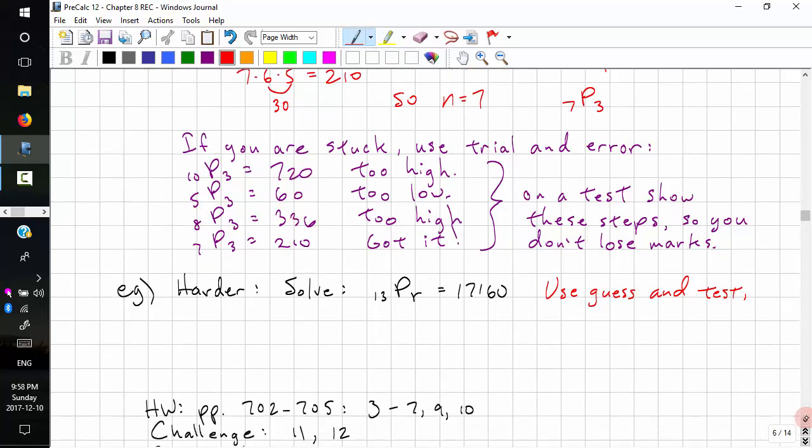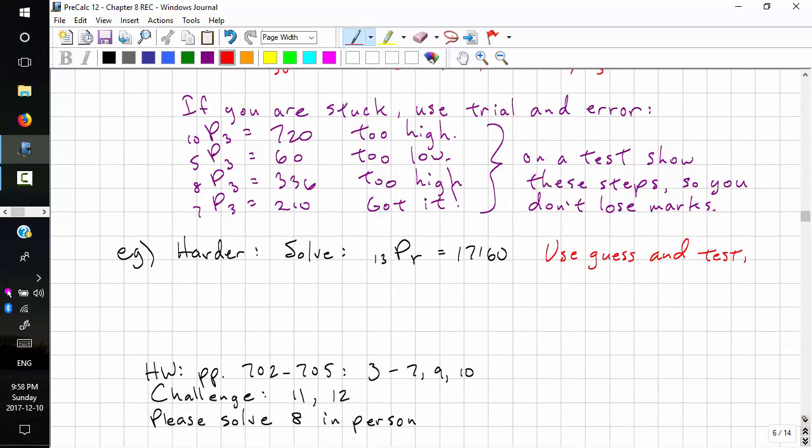Now for the harder problem. Most of you will just use guess and test. But if we look at this, what's an easy power to do? 10. There's 5 digits here. So 10 to the power of 4 is 10,000, which is 5 digits. So if we were going to guess, I would guess with 4 first. 3 might be too small, but let's go ahead and do this. So 4 is a good guess.